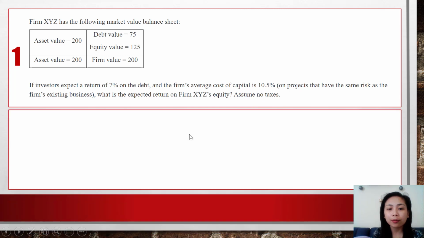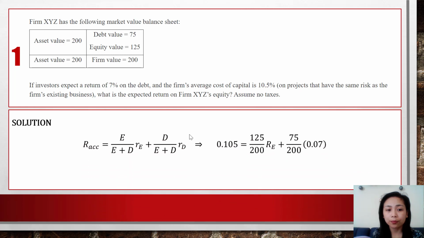Right. Let's write out the equation of the unlevered cost of capital. We've got RACC, or actually we can use RU. RACC is the average cost of capital. This is equal to E over E plus D times RE plus D over E plus D times RD. Here we have no taxes involved, so there's no factor of 1 minus tau C at the end of the second term.